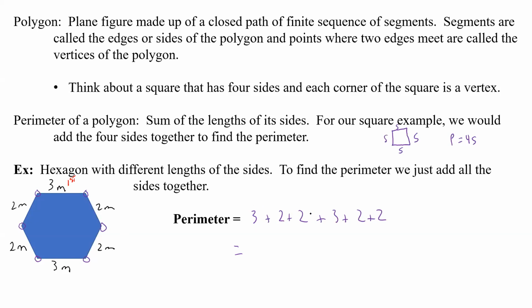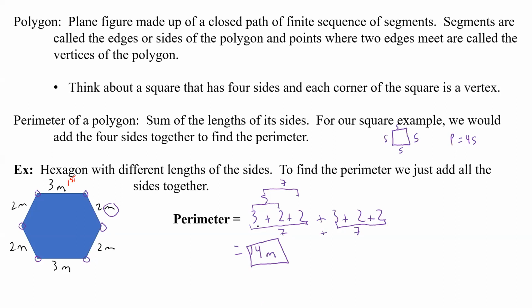If I just go from left to right, which is our order of operations, I'll take 3 plus 2 is 5. 5 plus 2 is 7. If I notice, this is equal to this. So if this is 7, then I take 7 plus 7. Well, that's just 14. And so that would be my perimeter, but I've got to include my units, 14 meters. Okay. So when you're doing just the numbers, you can add them without having units.